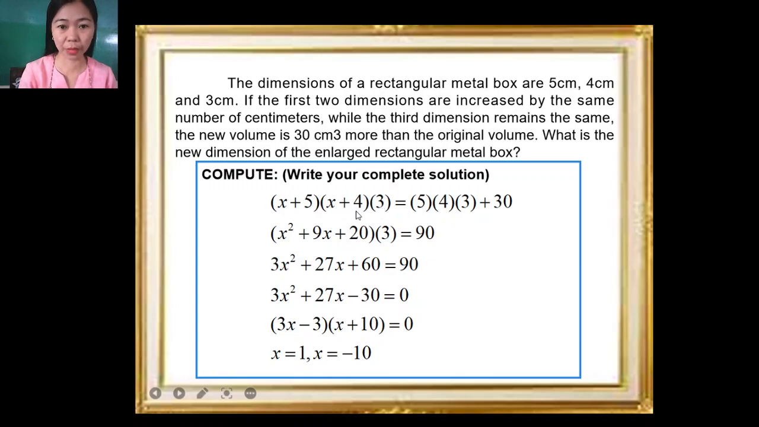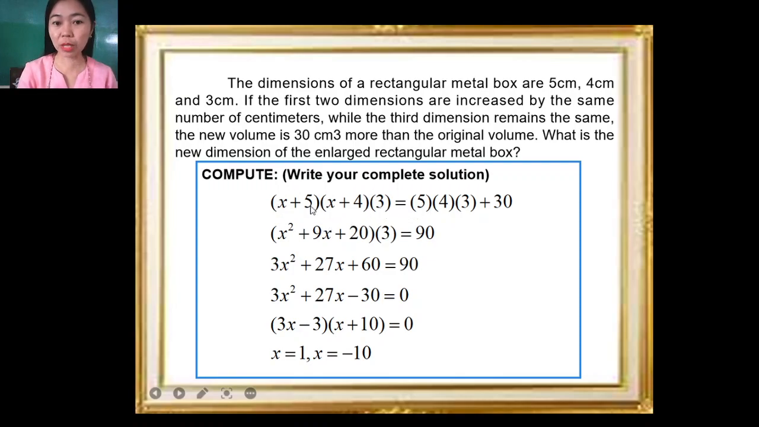So, yung first two factor natin ang nagre-represent ng first two dimension natin. So, yung x added to 5 and x added to 4. The variable x is the number of centimeters added to the first two dimensions. And then the third dimension remains the same. This is 3. That's why we have the quantity of x plus 5 times the quantity of x plus 4 times 3. So, it stands for the length, width, and height of the enlarged dimension.